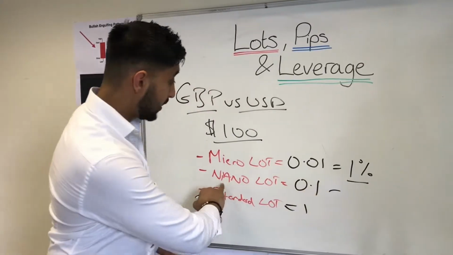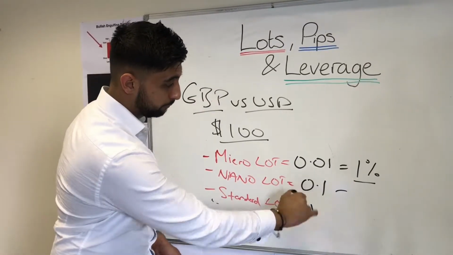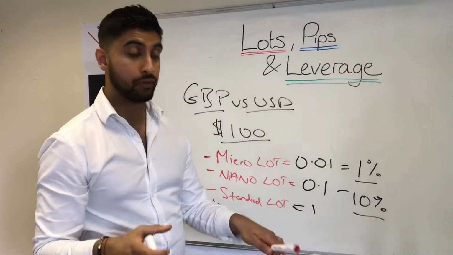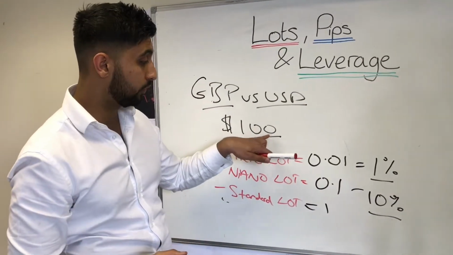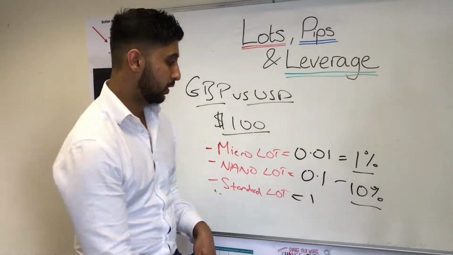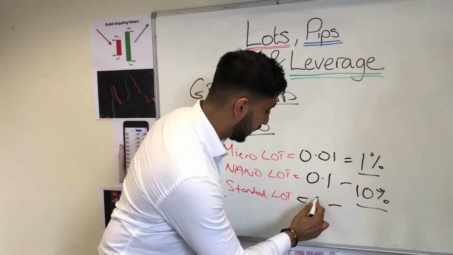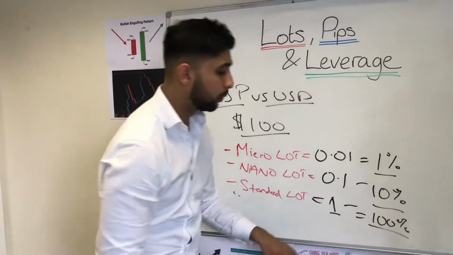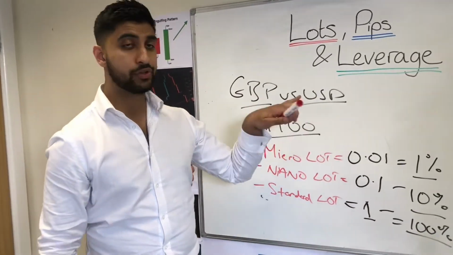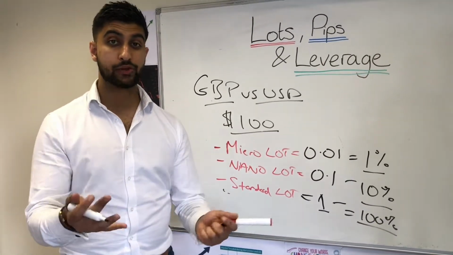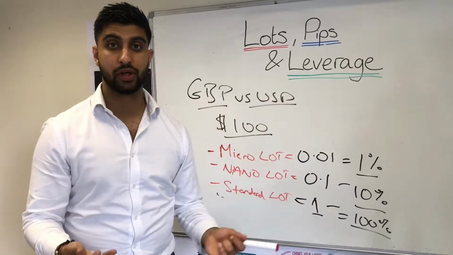Now we look at the nano lot size, so 0.1 equates to 10%. That's 10% of the trading volume. So if it's $100, 10% of that equates to $10. Nice and simple. And finally, a standard lot size equates to 100%. So what we're really saying is that for that particular trade, we're willing to risk 100% of our trade. Next, we're going to go into pips and understand a little bit more about it.